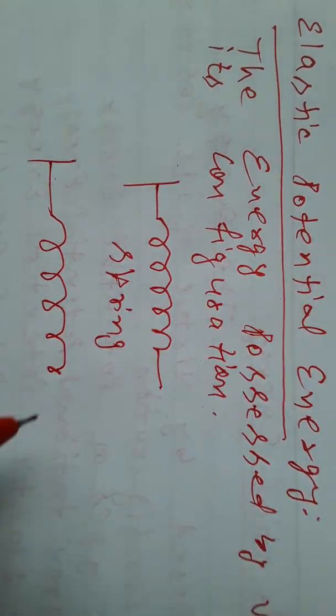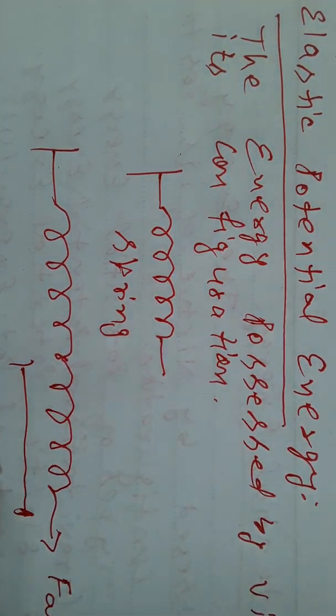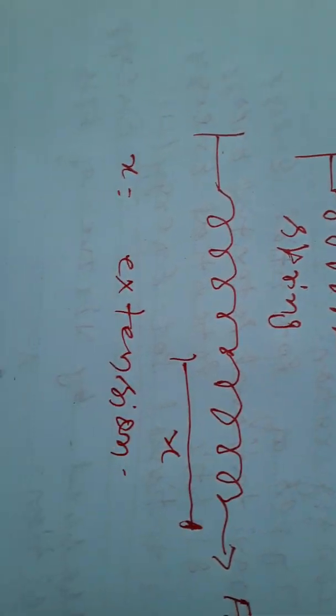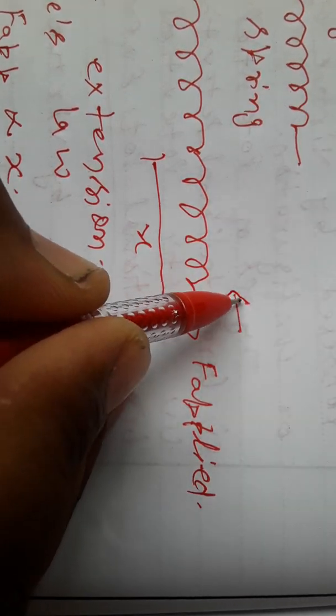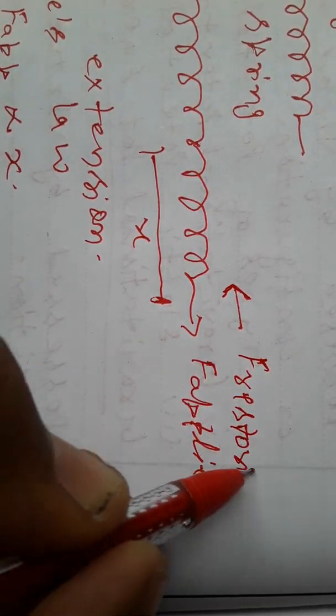Now, the force is applied on the spring, and due to this force applied, let x be the extension. Now, according to Hooke's law, this extension produced is directly proportional to the force applied. Now, if we release this force, then the spring comes to its initial position. It is only due to the restoring force produced in the spring.